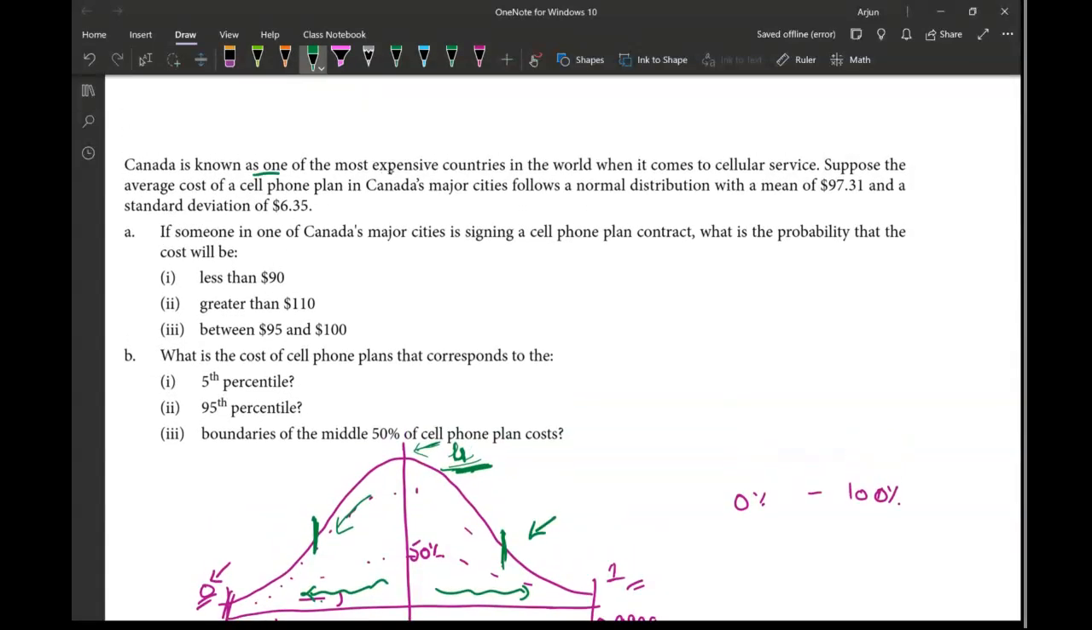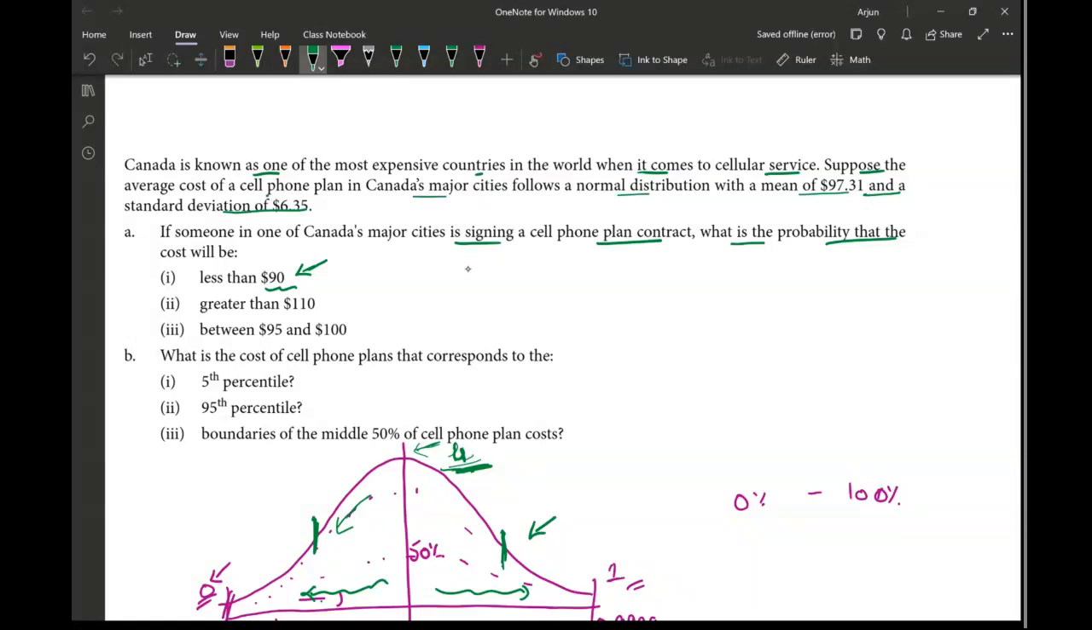Canada is known as one of the most expensive countries in the world when it comes to cellular services. Suppose the average cost of a cell phone plan in Canadian cities follows a normal distribution with a mean of 97.31 and a standard deviation of 6.35. If someone in one of Canada's major cities is signing up for a cell phone plan contract, what is the probability that it will cost less than $90?